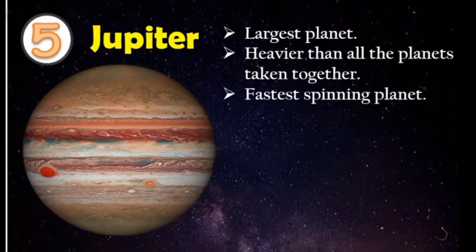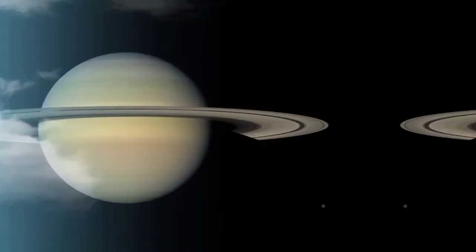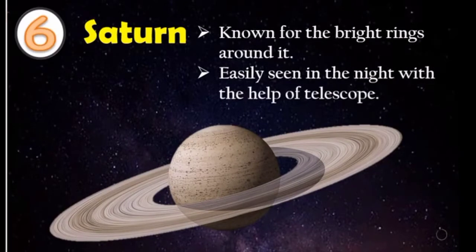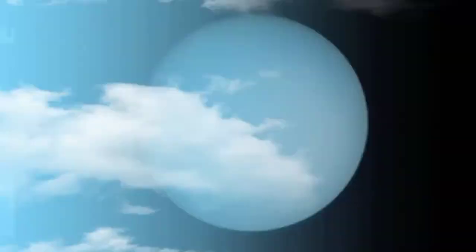Next is Jupiter. Jupiter is the largest planet. It is heavier than all the planets taken together, and it is the fastest spinning planet. Okay, it is the 5th planet from the sun. Next is Saturn. It is also known for the bright rings around it. It is easily seen in the night with the help of a telescope. Okay, Saturn is the 6th planet from the sun.